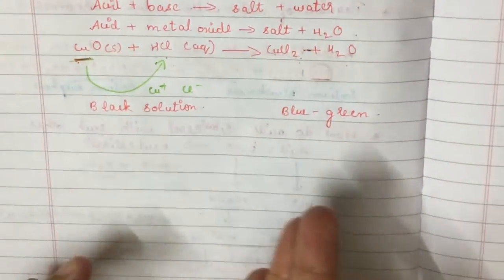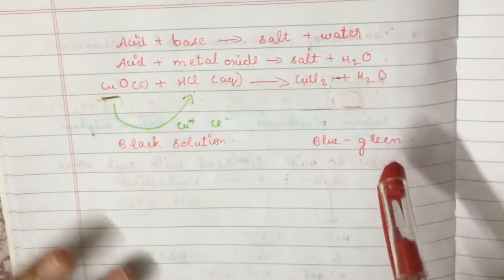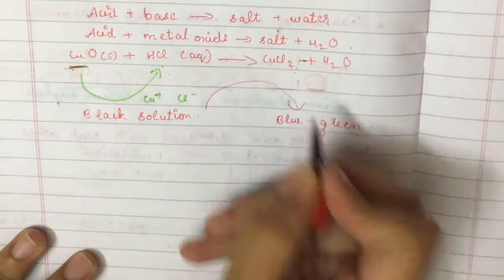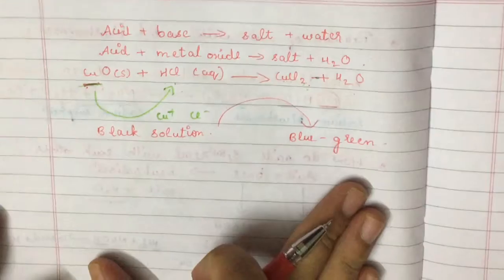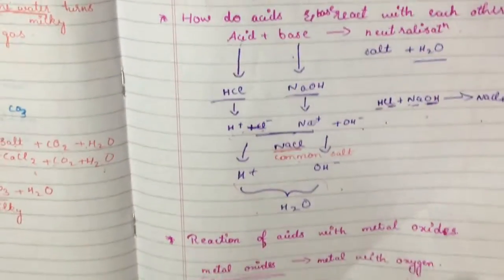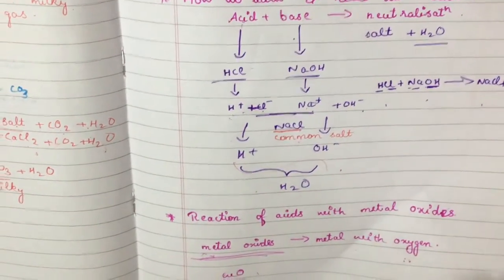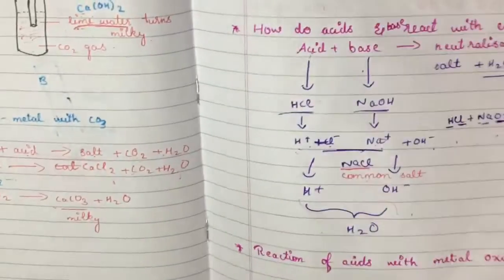That is, there will be a change in color. We can identify it by the change in color. A black solution will be turned into blue green. This is the change that takes place here. So now we have studied the reaction of acids with metal oxide. When metal is combined with oxygen, it is known as a metal oxide. An example is CuO, copper oxide.